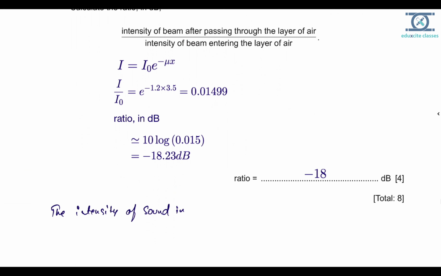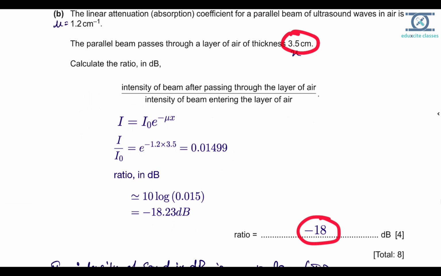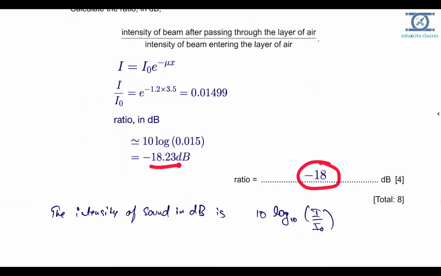in decibel is 10 times log base 10 of the ratio I by I naught. So I have used the same. The ratio of I by I naught is 0.015 in significant figures. So I get minus 18.23. Rounding off to two significant figures, as per the question, the answer is minus 18.